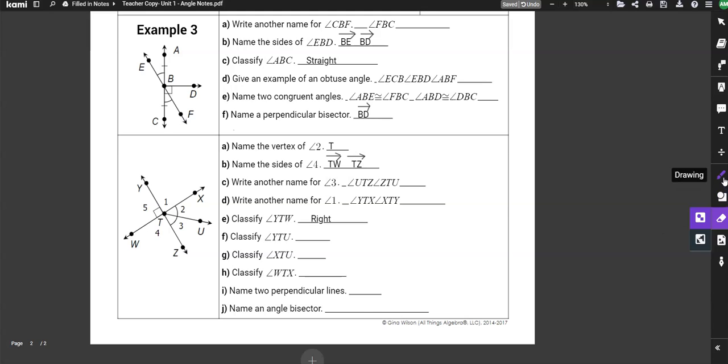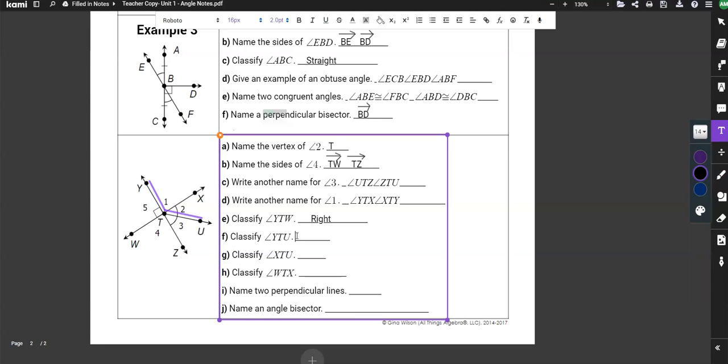All right? So next it wants us to classify YTU, so that's YTU. And again, I said angle 1 is a right angle. Angle 2 is an acute angle. When you add anything to a right angle, you end up with an obtuse angle.